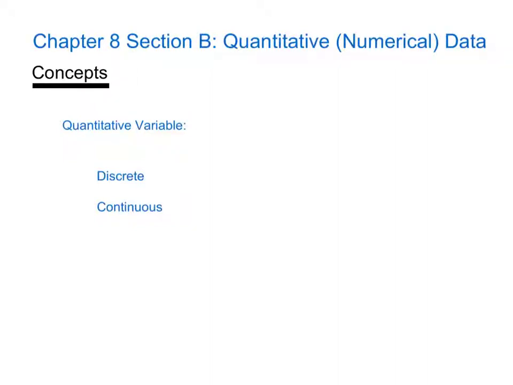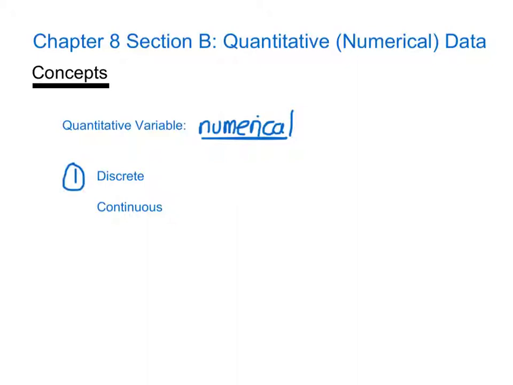In this video, we're going to look at Chapter 8, Section B on quantitative data, which is also known as numerical data. Now remember from Section A that a quantitative variable is a variable that has a numerical value. Remember also that there are two types of quantitative variables.